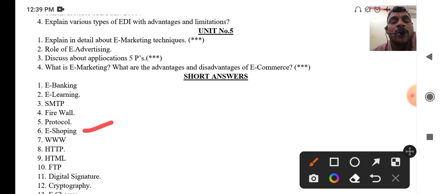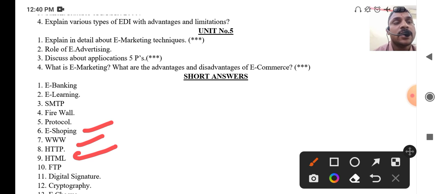Next, what is e-shopping? Like online exam, you can also write the e-commerce definition for e-shopping. So buying and selling and everything can be done with the help of electronics. So that is called e-shopping. So next you have to explain www. So www is also called w3. So both are same. And HTTP, you have to explain about the HTTP protocol.